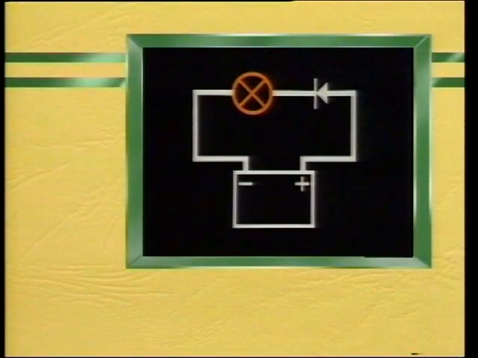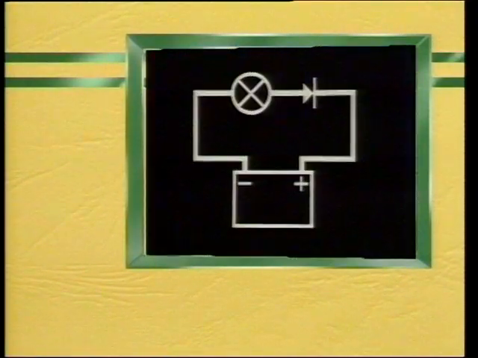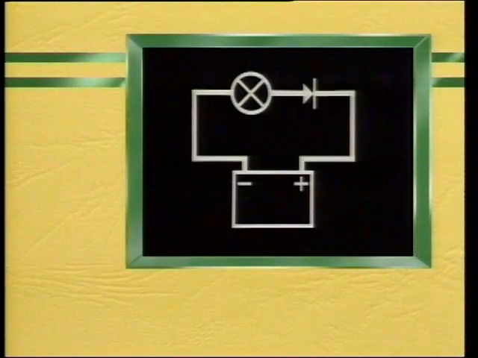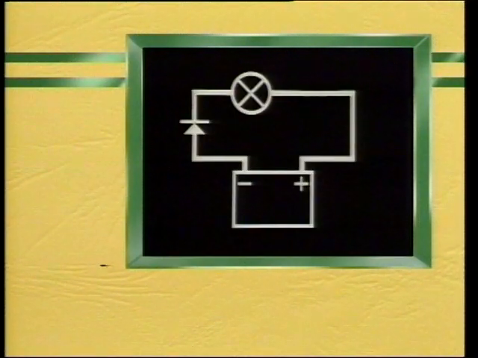Current will only flow through the diode in the direction of the arrow. Look at this circuit. Will the next bulb light? No, correct. The bulb won't light because the diode is opposing the current flow. Will the bulb light in this circuit? Correct. No, the bulb won't light.